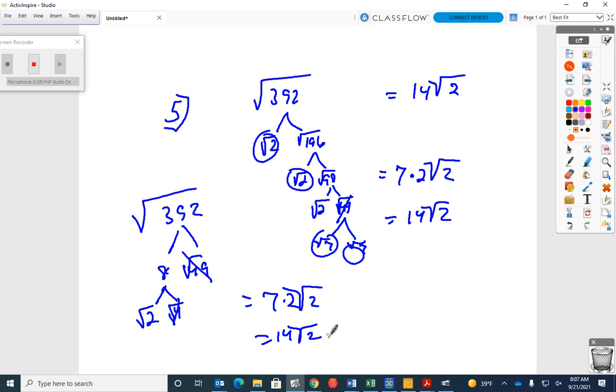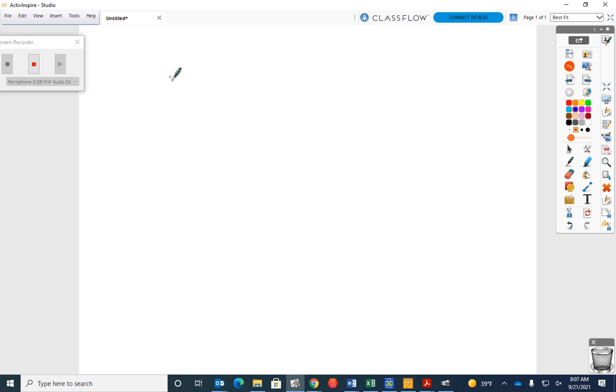Is this helping at all? Okay, let's try another one. Let's look at number 7. I've got radical 24. Well, this one's pretty easy, right? Just give me some factors. 4 and 6.